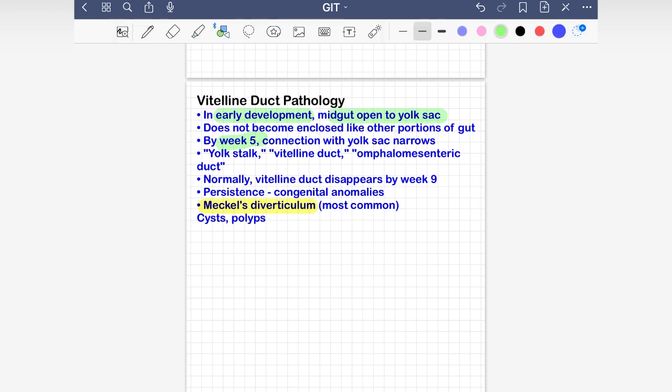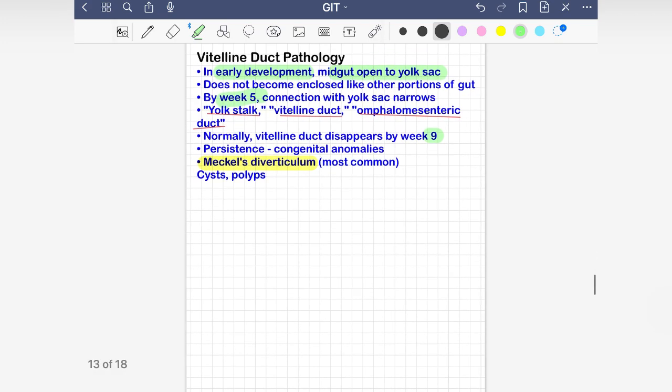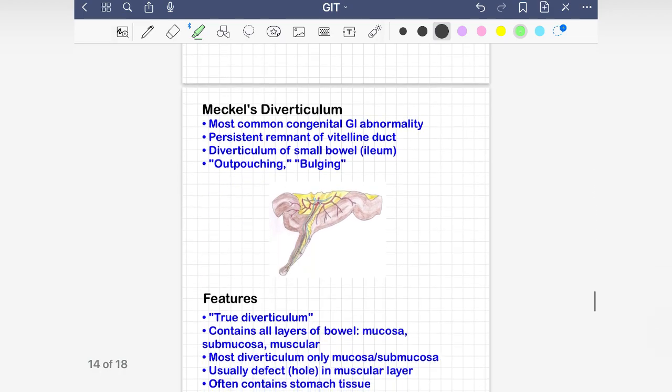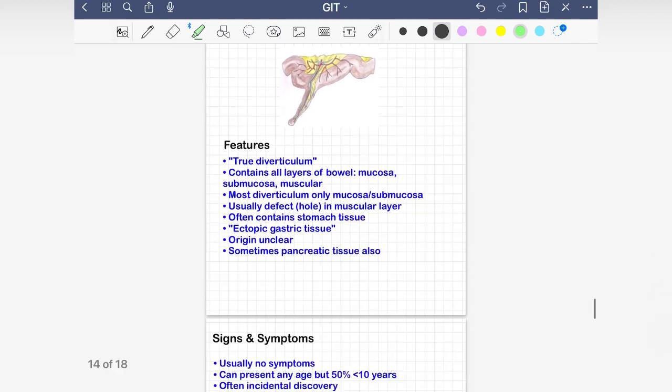That's sometimes also called a yolk stalk or the omphalomesenteric duct. And normally it will disappear by about week 9. If it persists for any reason, you can develop a couple of different congenital anomalies. The most common and the most important is diverticulum. But you can also develop cyst and polyp. The most important vitelline duct pathology is Meckel's diverticulum.